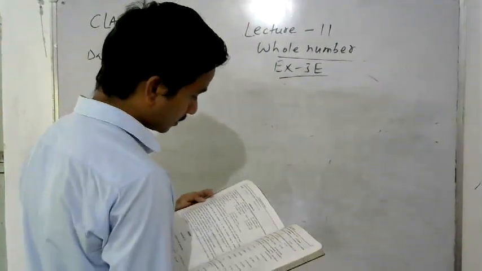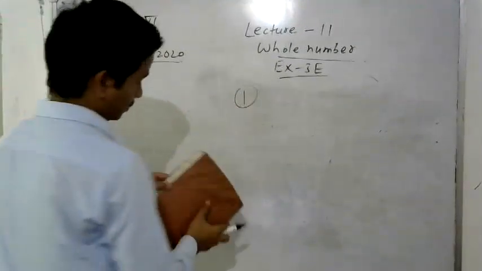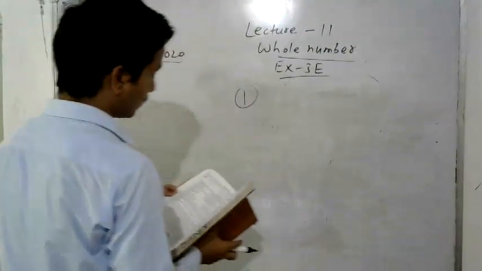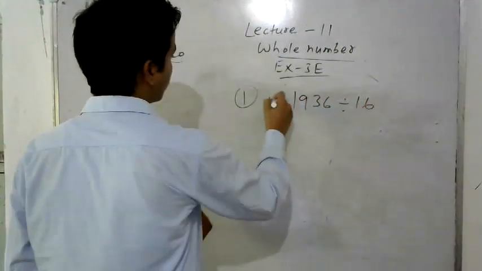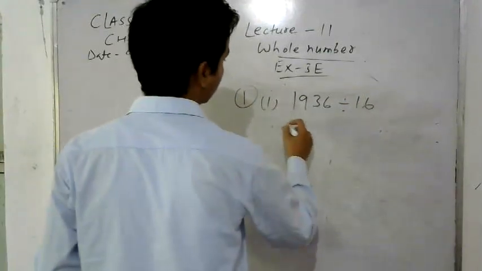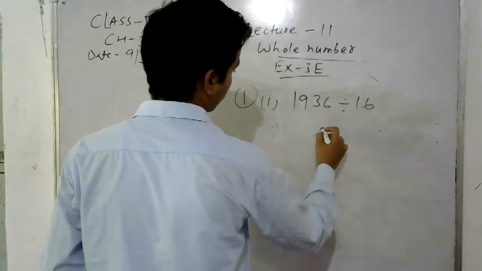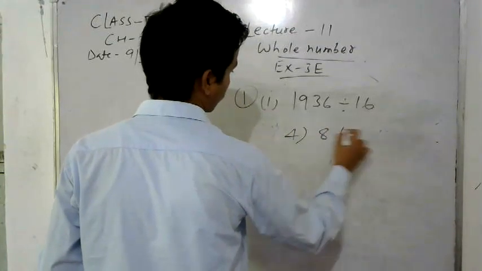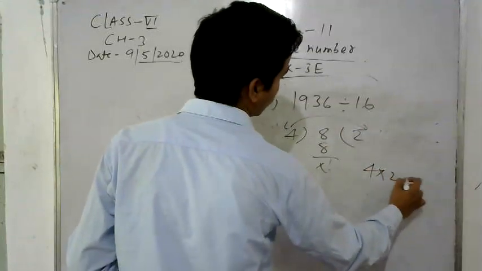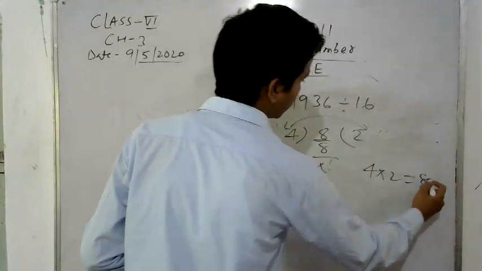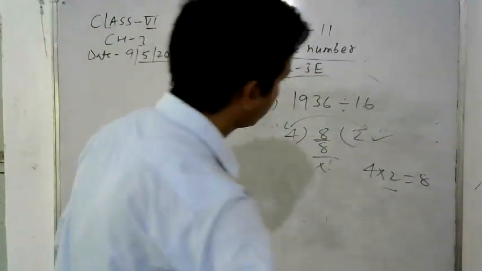And in question number 1, how will you verify it? Some students have asked, sir, how will we verify it? 1936 divided by 16, question number 1, part first. You have to verify it just like this. You are dividing 8 by 4. 4 2s are 8. So just multiply this 4 into 2. Are you getting 8? Yes, you are getting 8. So this division is true.